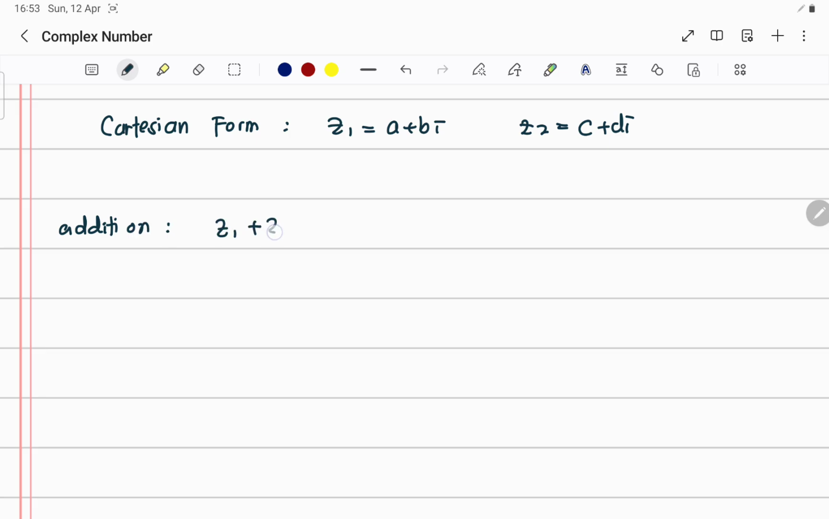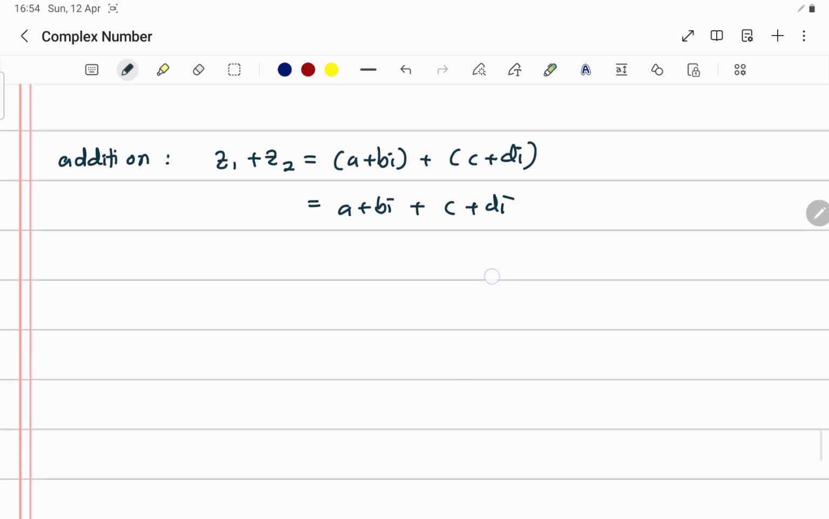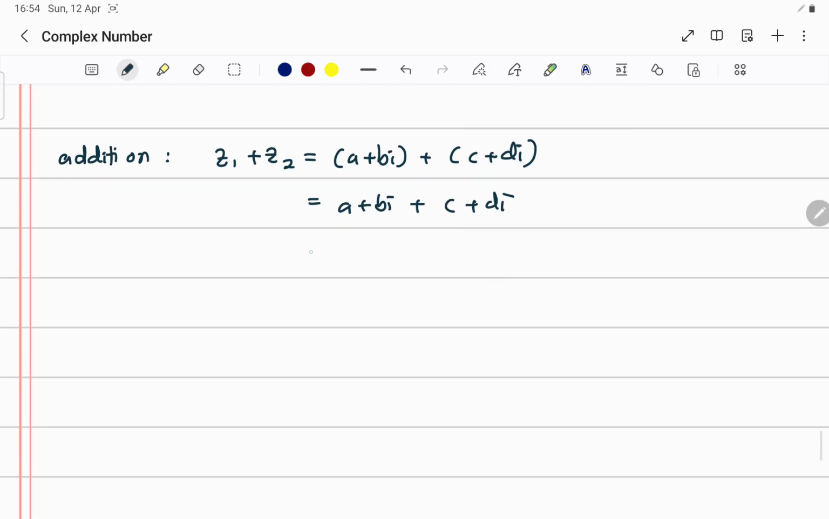Okay, let's say you want to do addition of Z1 and Z2. Z1 plus Z2, you just substitute the complex number form, which is A plus BI plus C plus DI. This one is easy, you just combine them. Make sure the real parts you add together, which is A plus C, and then the imaginary part, B and D here, you just add together, B plus D, I.